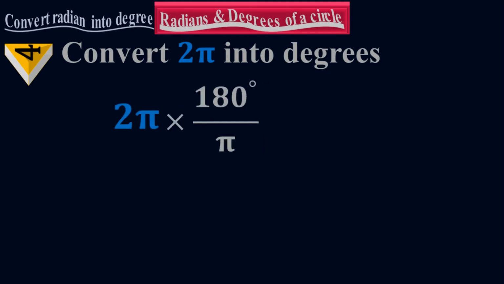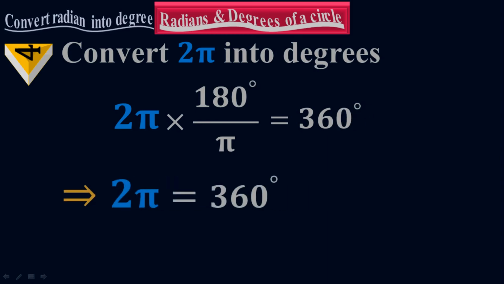Example number 4. Convert 2 pi into degrees. Multiply 2 pi by 180 degrees over pi. It equals 360 degrees. This pi cancels with the pi here. So 2 times 180 equals 360. But as I said, don't forget this degree sign. It will be 360 degrees, which implies that 2 pi equals 360 degrees. This is my answer.